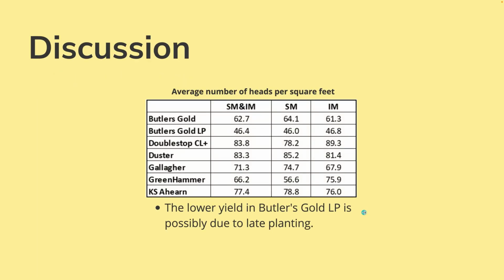Then here you can see why Buller's Gold, the late planted one, had a lower yield. Even though we had a higher seeding rate for Buller's Gold late planted, the average number of heads per square foot was the lowest across all other varieties. You can see how really low it was, even compared to Buller's Gold planted at the normal time, when it was optimally planted. They're the same genotype, but yes.